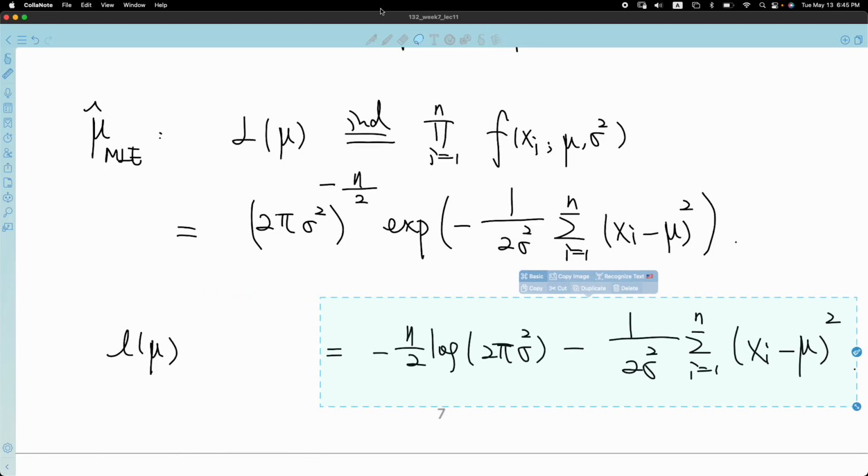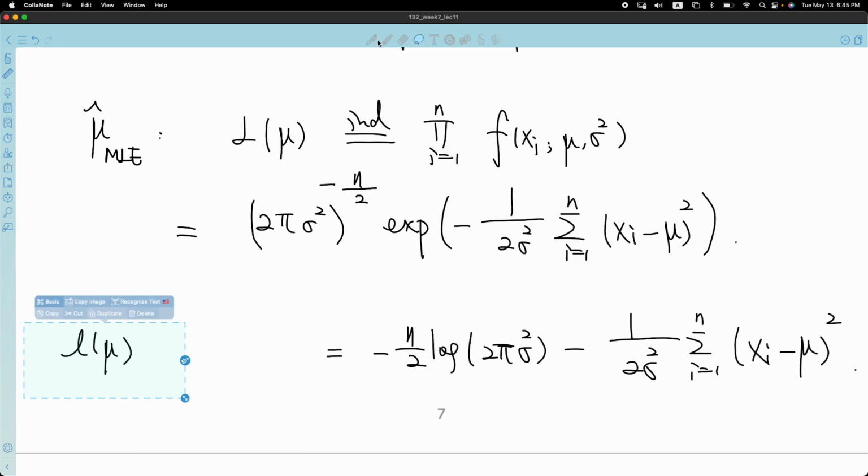So the lowercase l is equal to the log of the uppercase L. Essentially we're just taking the log transformation of this line to obtain this line here. When you take the log, the power will go in the front. So you have the negative n over 2 and then log of the things inside the parenthesis. And then the log of this one will just cancel out with this exponential. So whatever remains in the parenthesis will be carried on here.